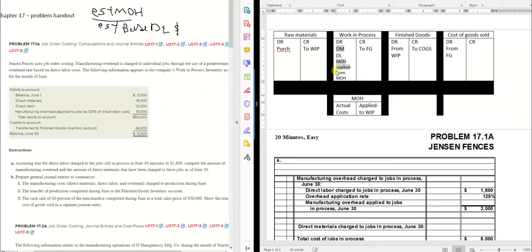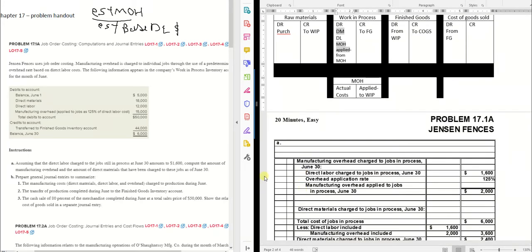So the balance in this account was 50,000, and I transferred 44,000 to finished goods. So 44,000 is coming out of there to there, and so I have a 6,000 balance. Okay, assuming that the direct labor charged to jobs still in process amounted to 1,600, compute the amount of manufacturing overhead and the amount of direct materials that has been charged to these jobs. Okay. All right, so if my direct labor is 1,600 and my overhead application rate is 125%, then I'm charging manufacturing overhead of 2,000.